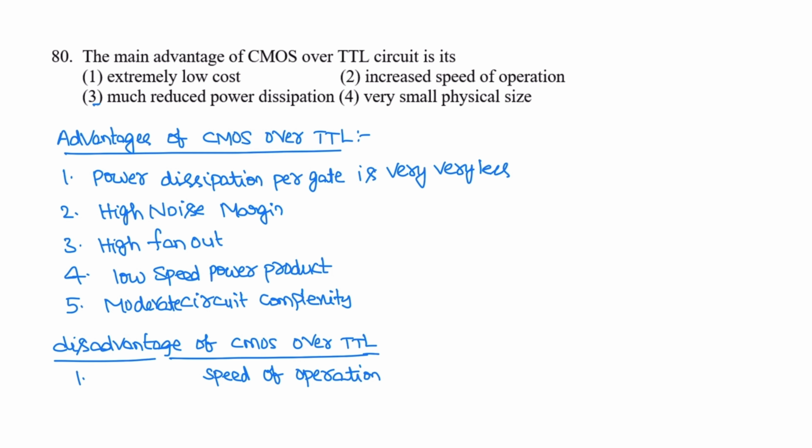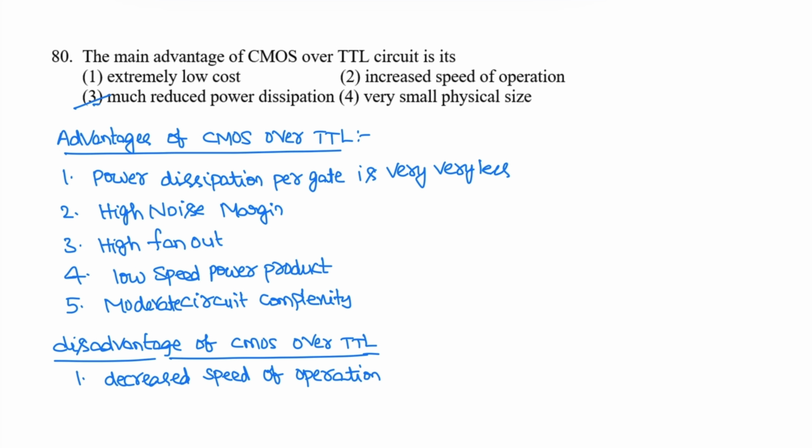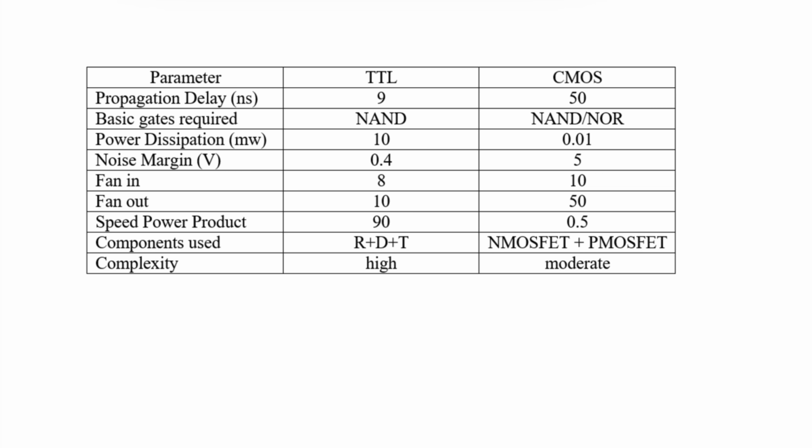But the disadvantage of CMOS is decreased speed of operation. So the main advantage of CMOS over TTL is much reduced power dissipation. The correct option is 3. Next question. Let us see the parameter comparison of TTL and CMOS. The power dissipation in TTL is 10, in CMOS it is 0.01. Very less power dissipation in CMOS.